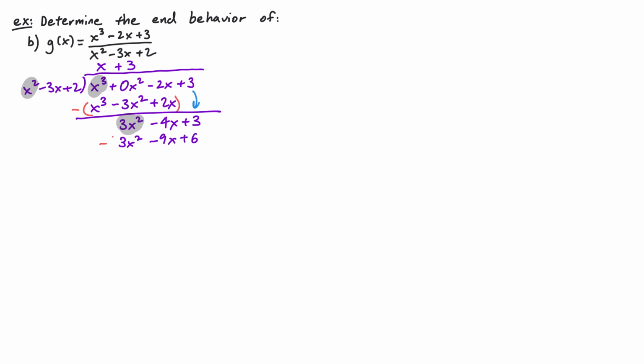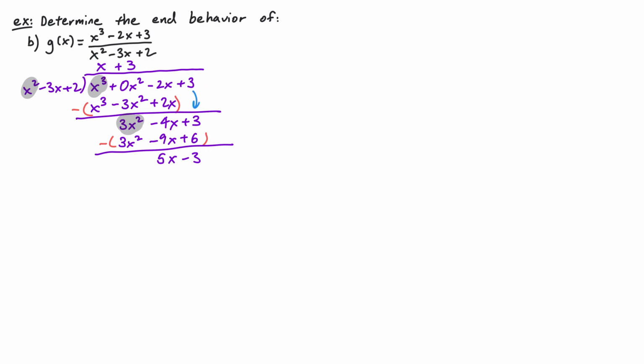And then we're going to subtract. When we subtract, the 3x squared minus 3x squared will cancel each other out. Negative 4x minus negative 9x, the double negatives turn this into a plus 9x. So negative 4x plus 9x gives us a positive 5x. And lastly, 3 minus 6 gives us negative 3. Now, there are no more terms to bring down from the dividend, so we're done.